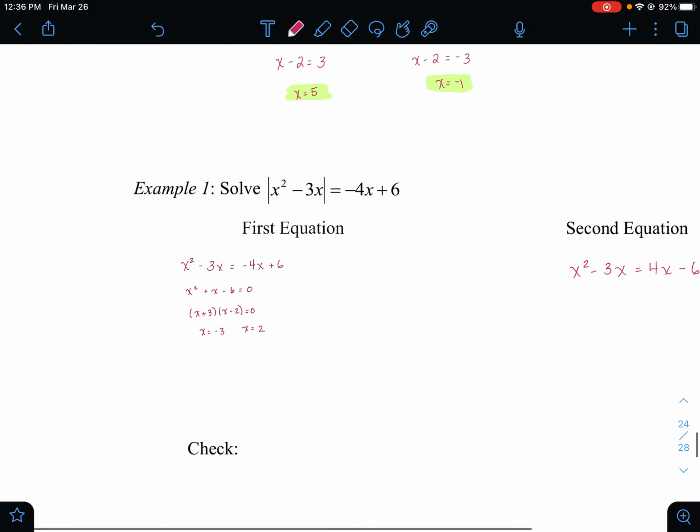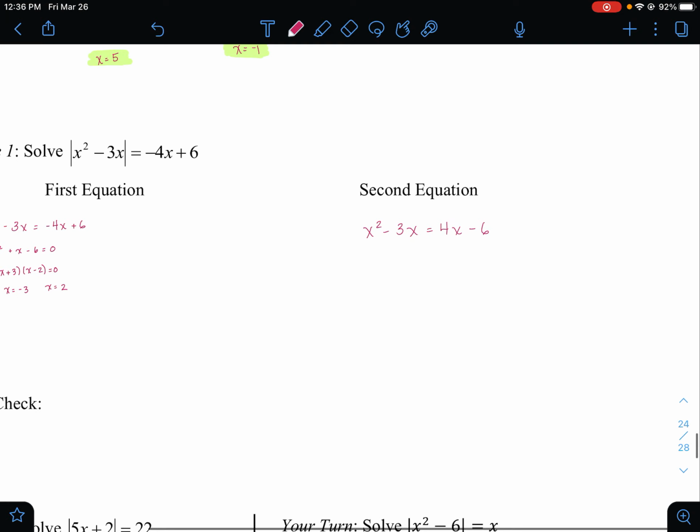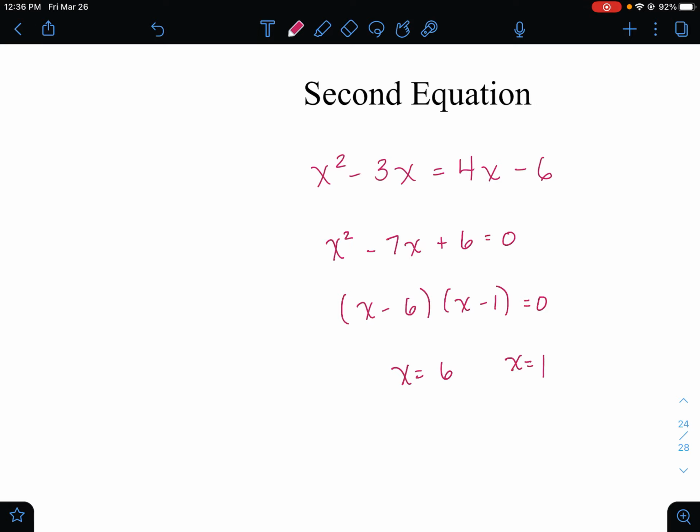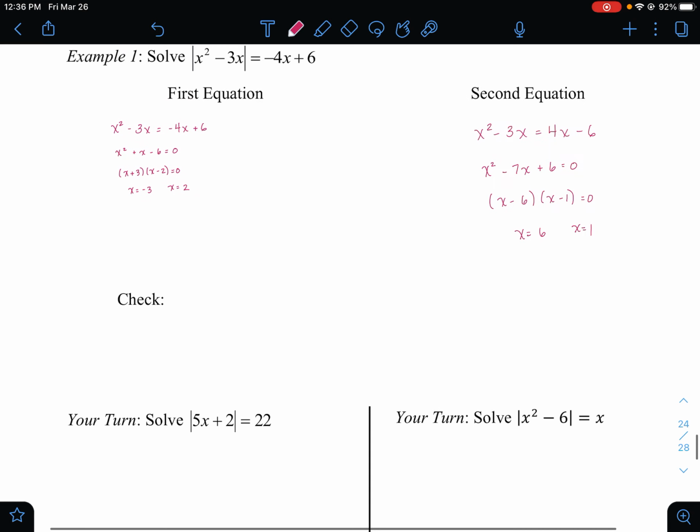All right, for the second equation, again, we have to solve this one, so I'm going to subtract 4x from both sides. So in this case, I get x squared minus 7x, now plus 6 equals 0. This factors into x minus 6 times x minus 1. If we set each of them equal to 0 and solve, we get x is equal to 6 and x is equal to 1. So now we have 4 answers that we have to try.